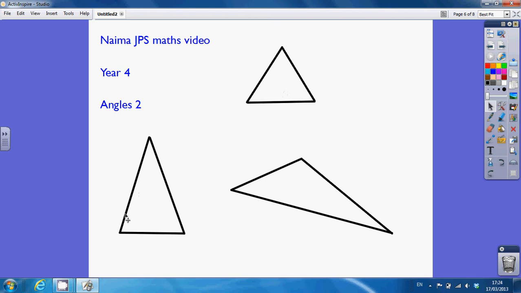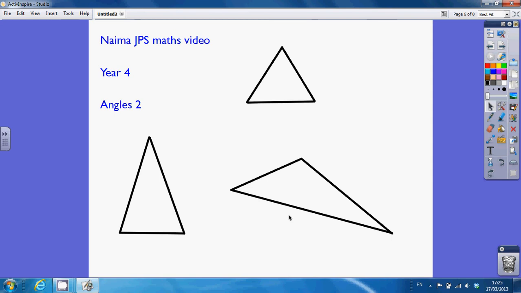Okay, what's the name of this triangle? It's an isosceles triangle. So in an isosceles triangle, two of the angles have to be the same, and two of the sides have to be the same length. So these two angles in this isosceles triangle are the same, and the two sides here are the same. What's the name of this triangle?